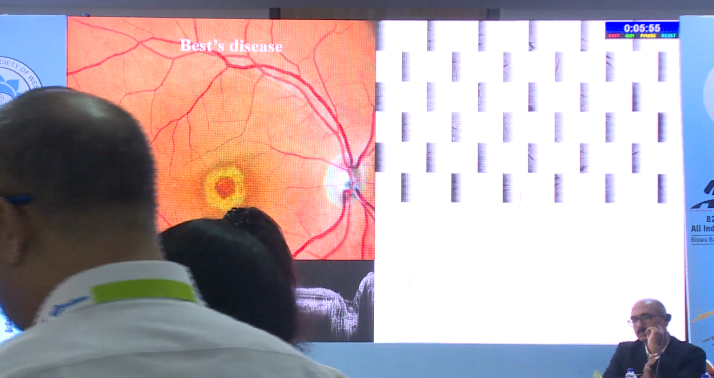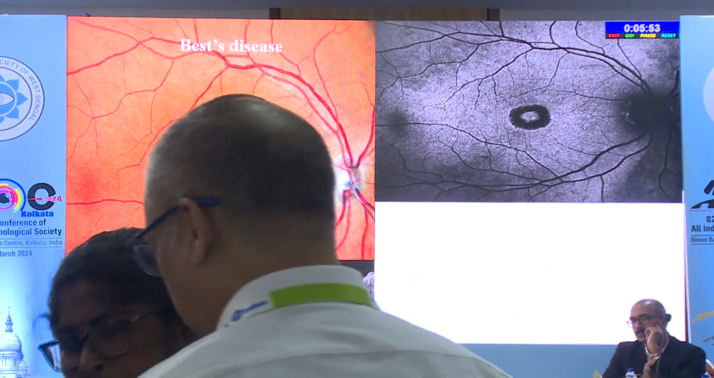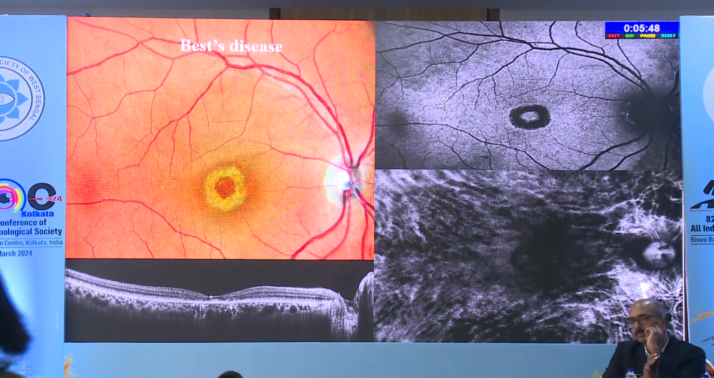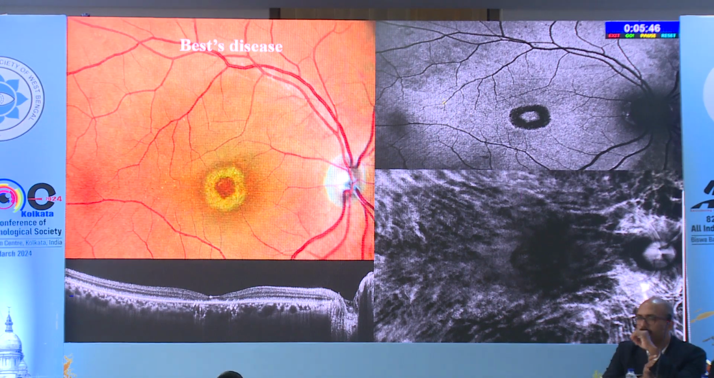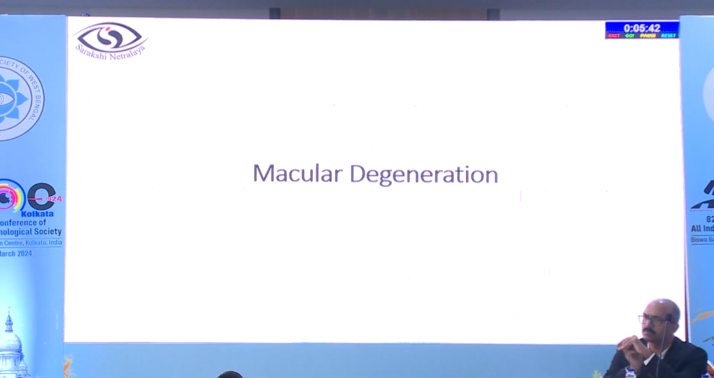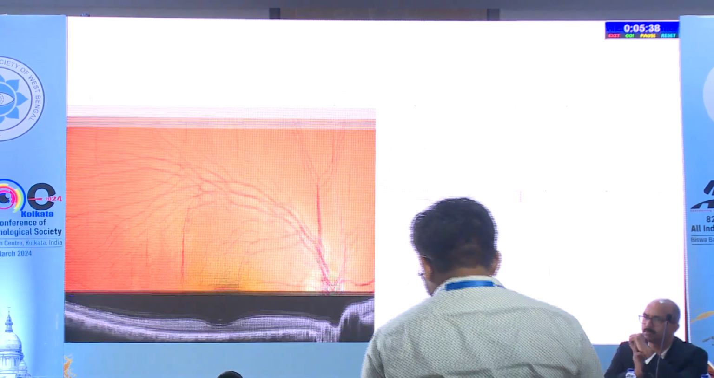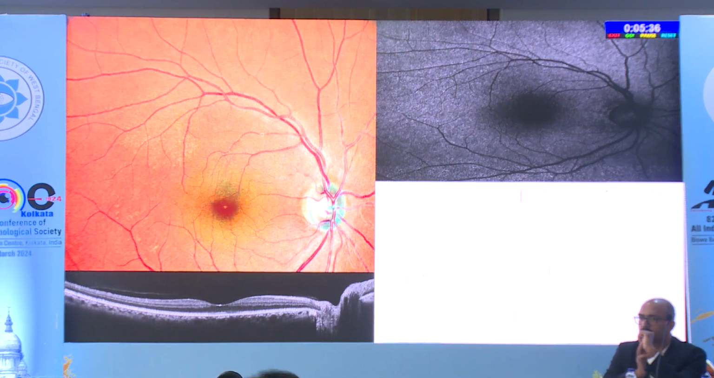A case of Best disease, in which the central part is involved, and FAF shows the classical hyper and hypoautofluorescence. In this case, the retro mode was not much contributory, as it only showed the block fluorescence in the central area. Now coming to the other macular degenerations like dry AMD.